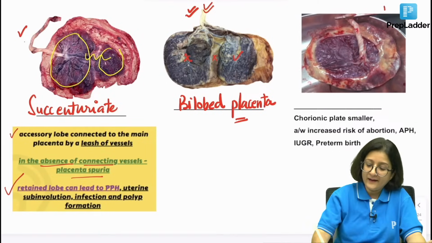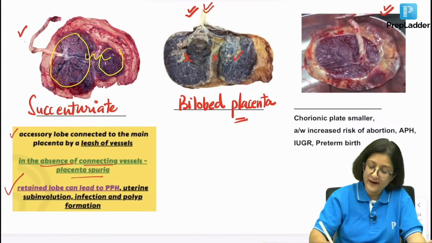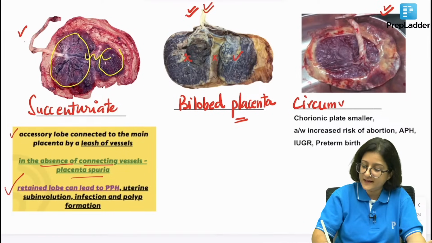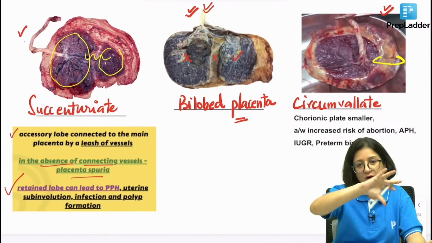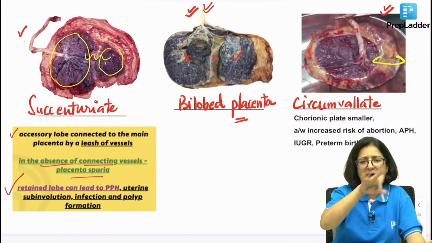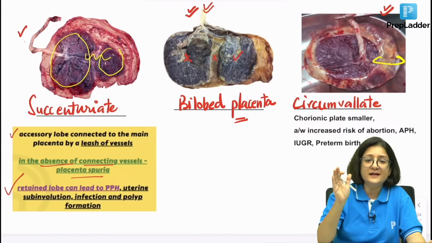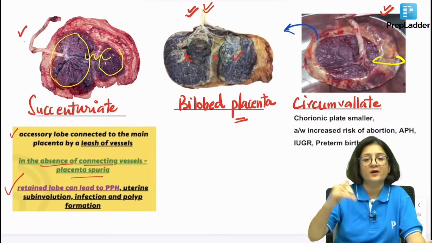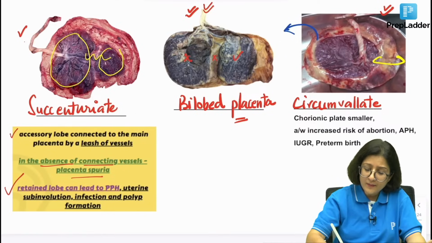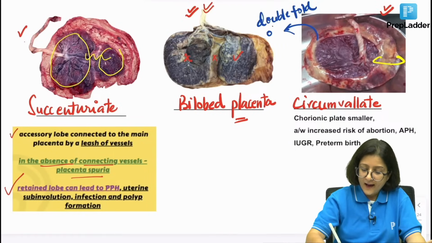And the image on the extreme right, you are right, all of you are right, this is circumvallate placenta. In the circumvallate placenta you can see this thick yellow margin, and this is the double fold of chorion and amnion.